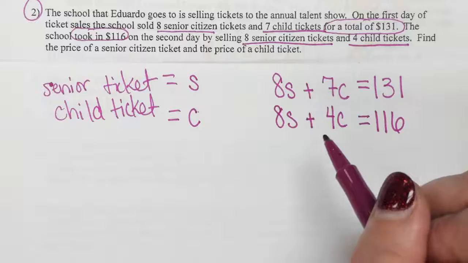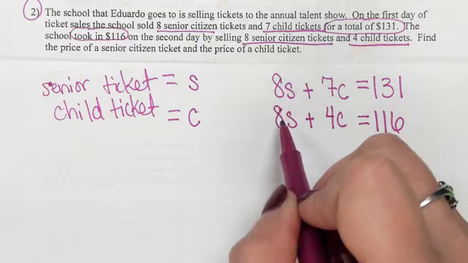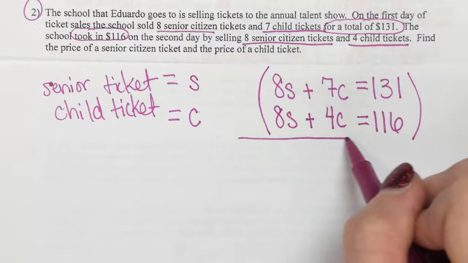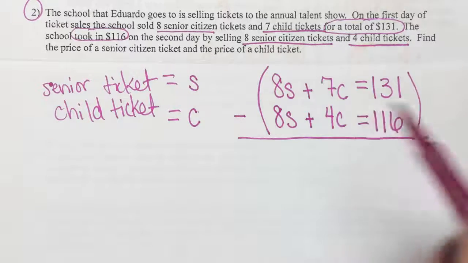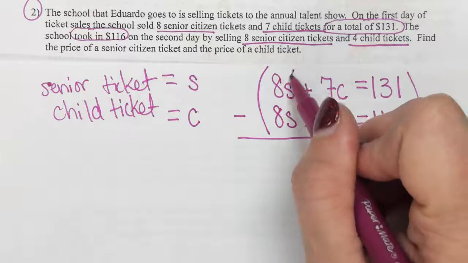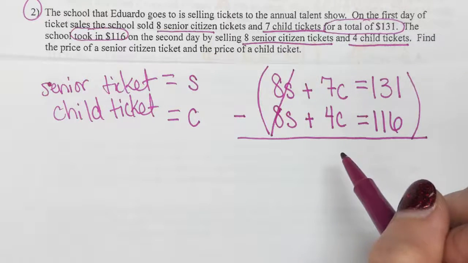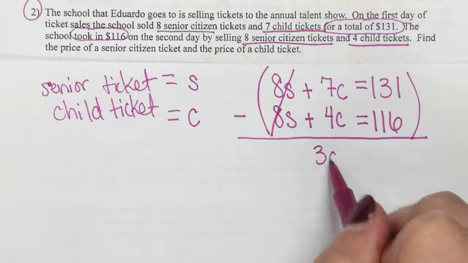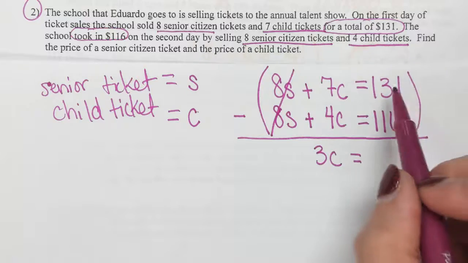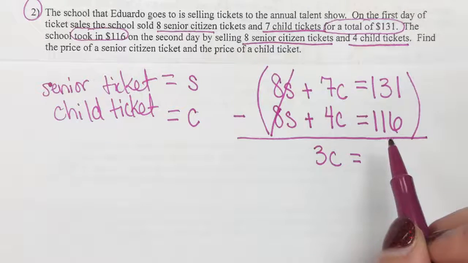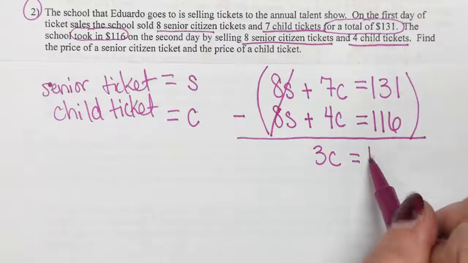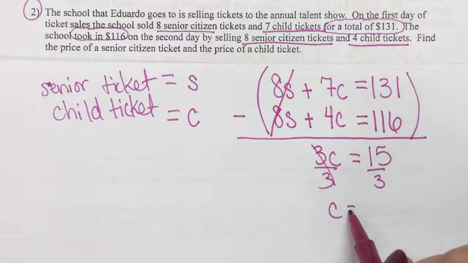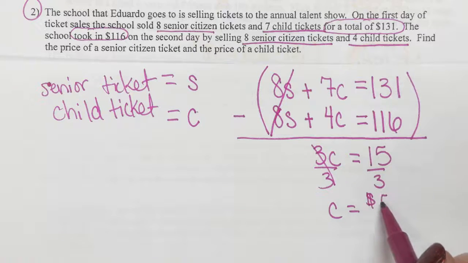Elimination or substitution? Elimination. They're already the same. So how do I get rid of them? How do I get rid of 8 and 8? You subtract. Very good. So 8 minus 8 is 0. And we're going to subtract everything, guys, okay? What's 7 minus 4? 3C. And what's 131 minus 116? 15. Very good. Divide by 3, and you got the price of a child ticket. How much is a child ticket? $5. There you go.